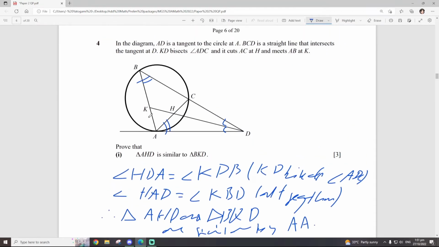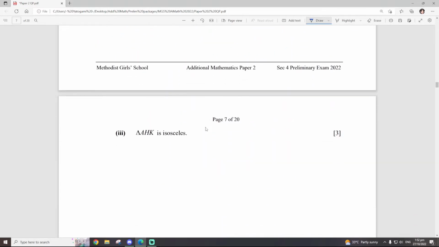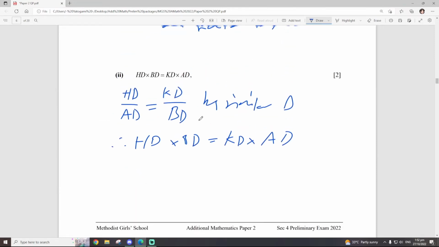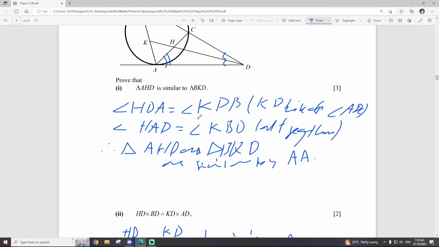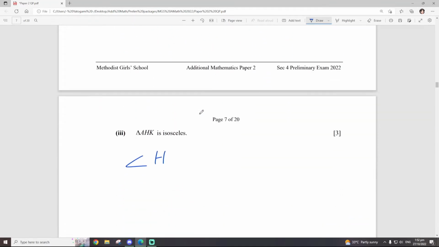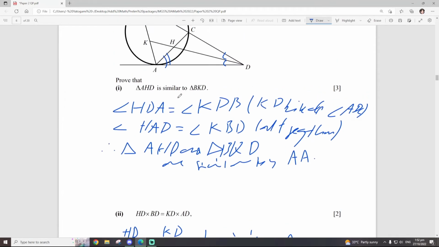Triangle AHK is isosceles. So, well, we proved that these two must be the same. Actually, no, we don't even need that. It's quite simple. AHK is the sum of HAD and HDA. So let's write down angle H. Wait, what angle is this? Oh, AHK. Okay. Angle AHK equals angle HAD plus HDA, right?